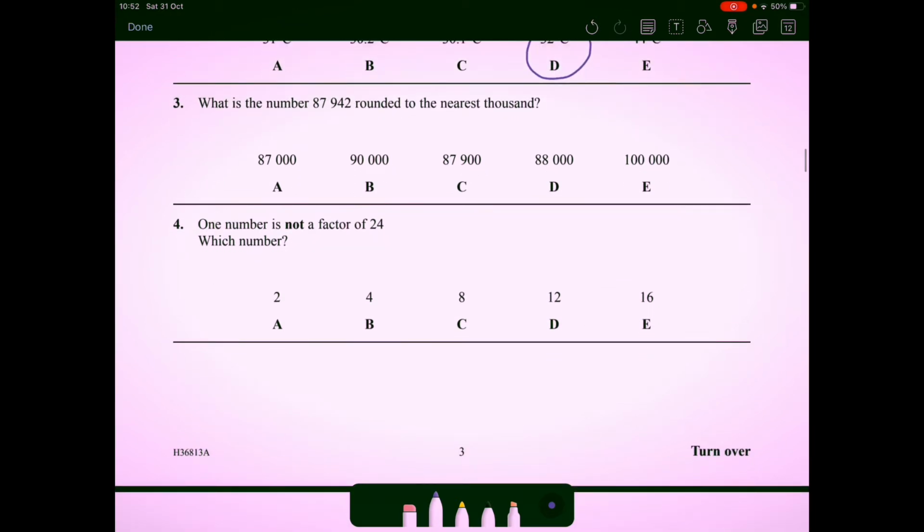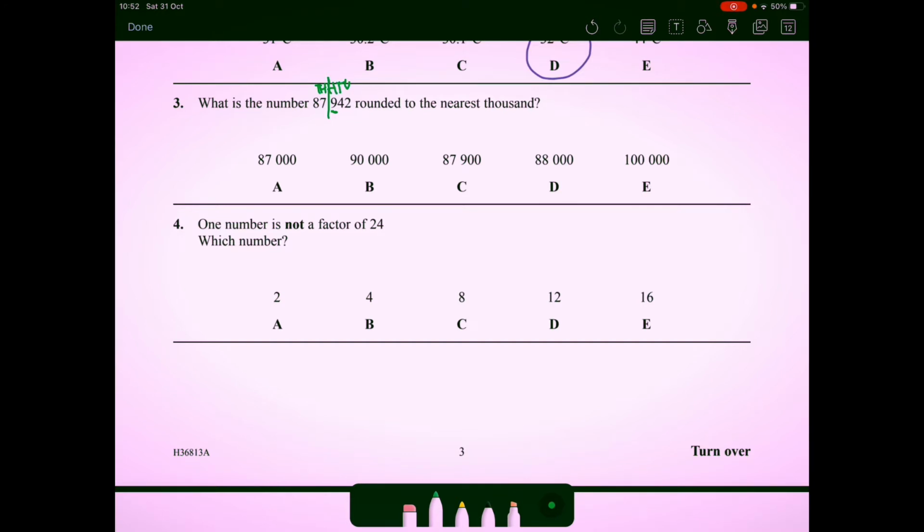Question 3. What is the number 87942 rounded to the nearest thousand? So in terms of tackling a question like this, there's our units, our tens, our hundreds, and there's our thousands. So we can draw a line to the right of our thousands column, and then we have a look at what digits are in there. So we're looking at the hundreds there. That is a 9, so that's going to round upwards.